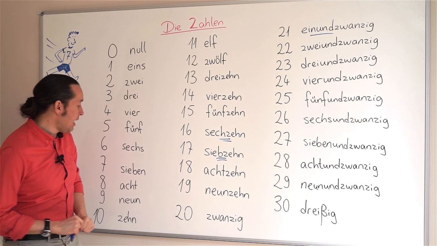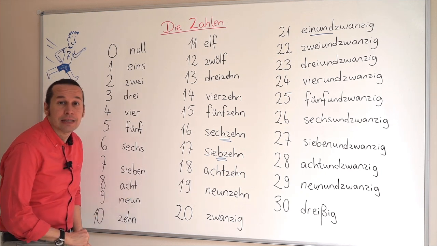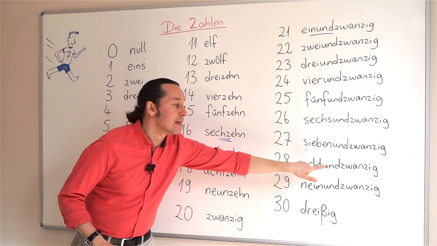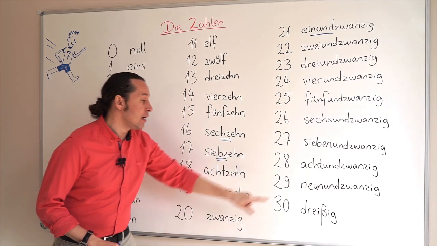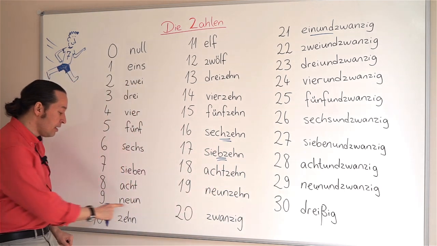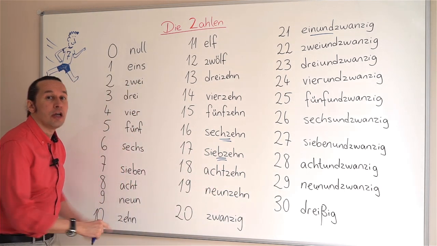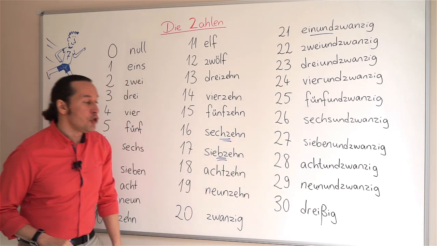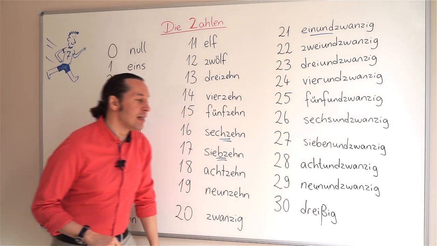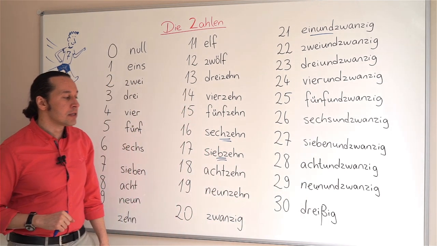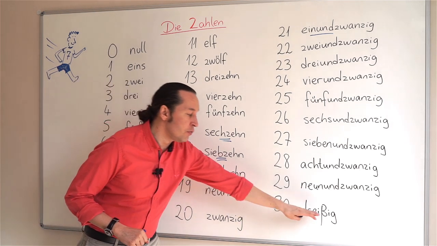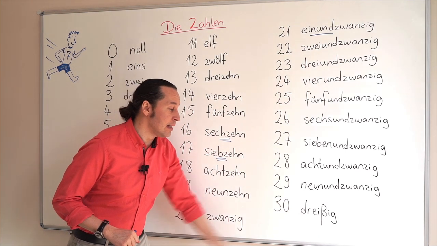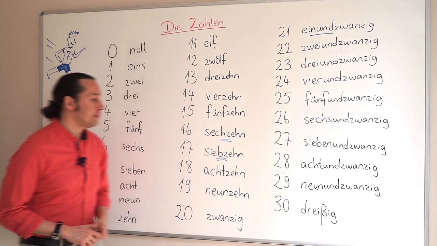28: acht, achtundzwanzig. 29: neun, neunundzwanzig. And then comes 30, and 30 is written with SZ. So 30, dreißig, that stands for 30.